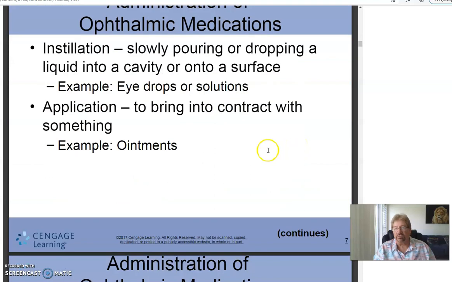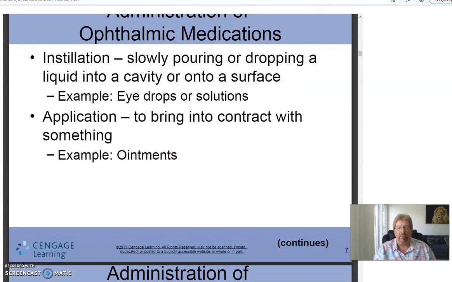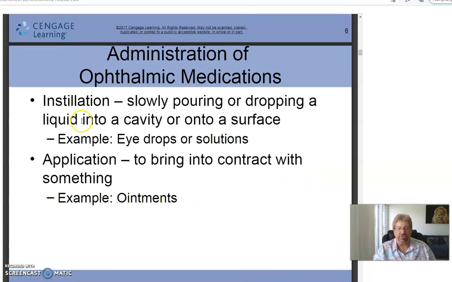Okay, now sometimes for different reasons they add medication to the eye. Administration of ophthalmic medications. Instillation: slowly pouring or dropping a liquid into a cavity or onto a surface is instillation. That's an important word to know, guys, because they use that some. For example, eye drops are an example of instillation. Application: to bring something in contact with something else, like to rub an ointment on the skin. So be sure you know the difference between instillation and application.